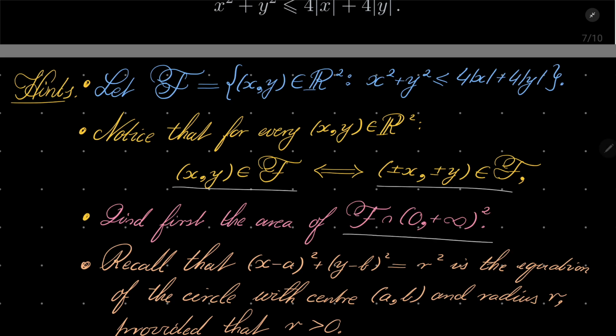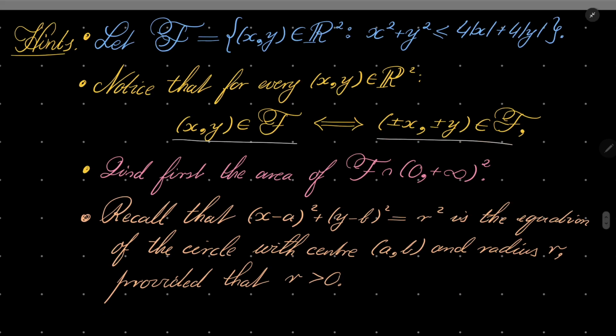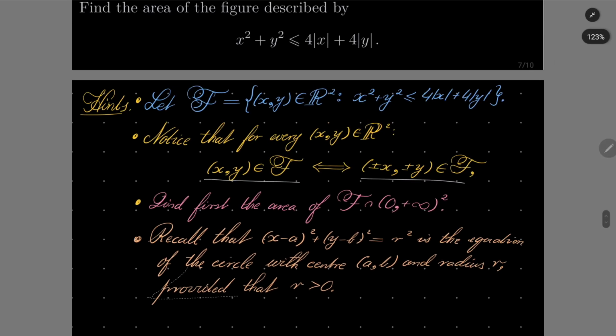and then multiply by 4. And recall that (x minus a) squared plus (y minus b) squared equals r squared is the equation of a circle with center (a, b) and radius r, provided that r is greater than 0. So give this problem a try and I will see you in just a minute.